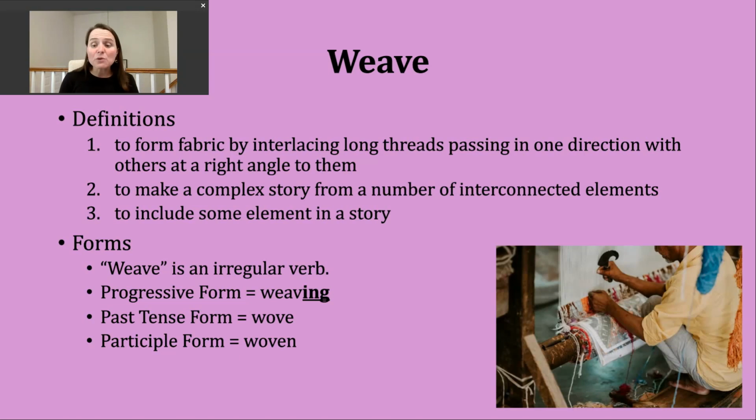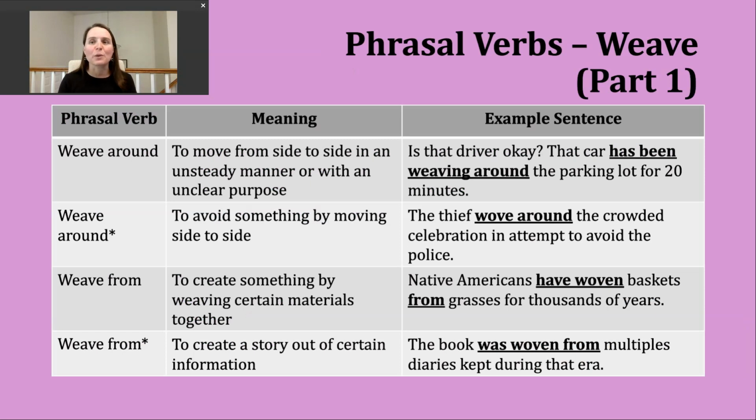Okay? Now, today we're going to focus on more phrasal verbs with weave. I think for some it might surprise you how many different ways we can use this verb. And the first way that we're going to discuss is the phrasal verb weave around. This can have a couple different meanings. One might be describing someone or something moving side to side, and they might be doing it in an unsteady manner, so they're not feeling so well or something is making it difficult for them to move, or they might be moving side to side with kind of an unclear purpose, not a clear direction or motivation.